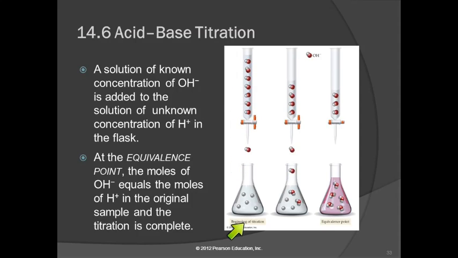As we add hydroxide to the hydrogen ions in the flask, that net ionic reaction occurs, and we have one hydroxide ion and one hydrogen ion, and they react to form one water molecule. And as we continue to add hydroxide ions, we react the hydrogen ions that are present in the flask. What we want to get to is the point where we've added just enough hydroxide ions to neutralize all the hydrogen ions. Now we can't see what's going on here, and so we use an indicator so that we can visualize the equivalence point.